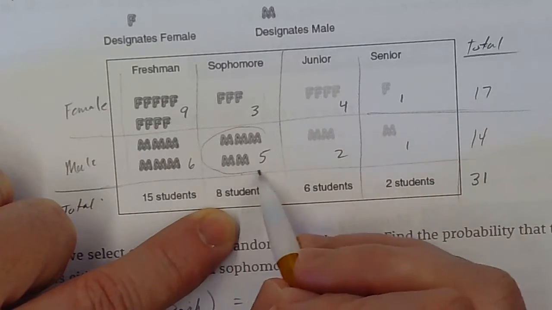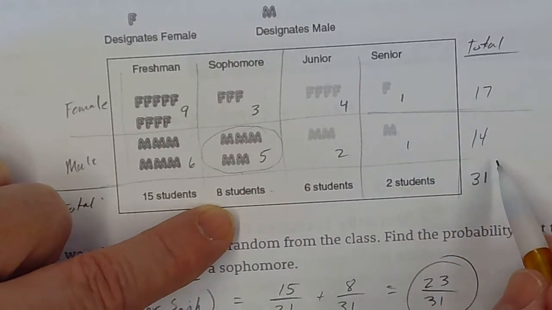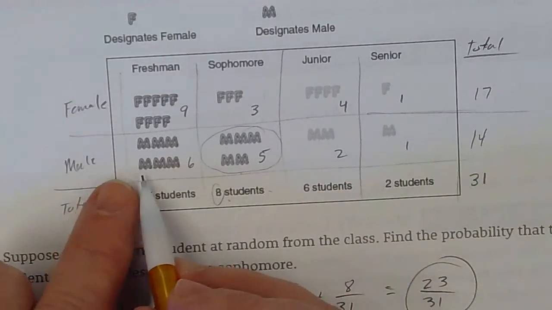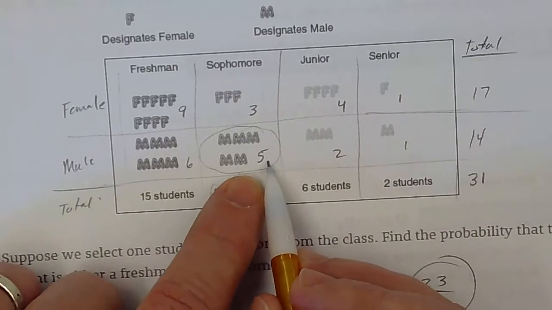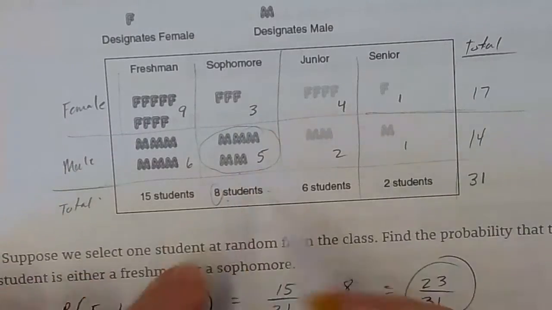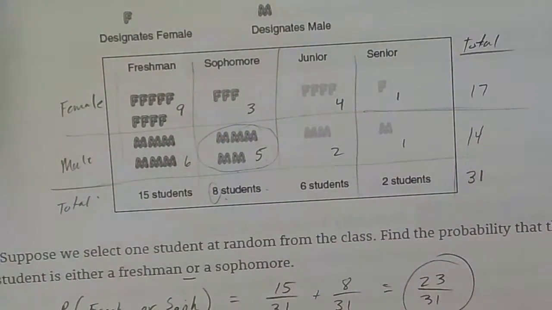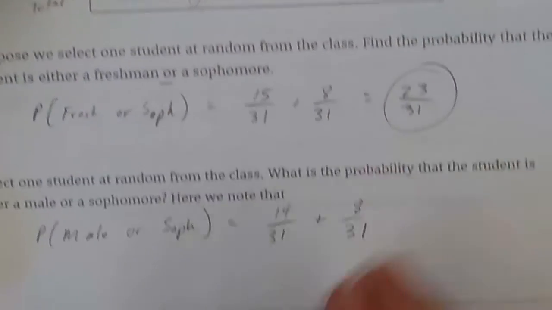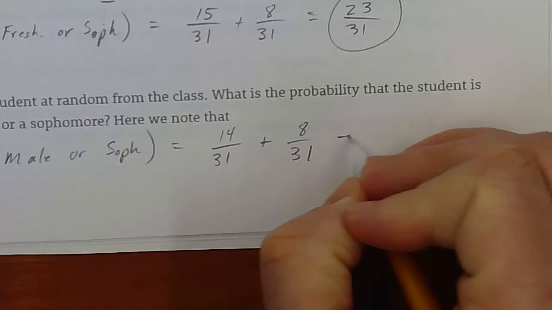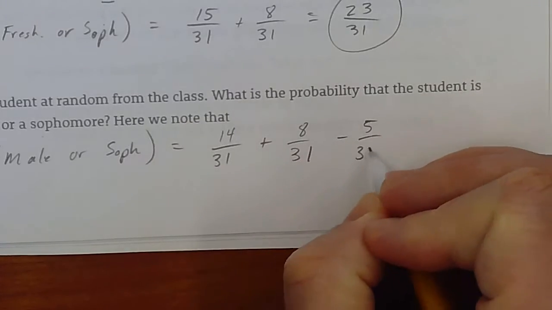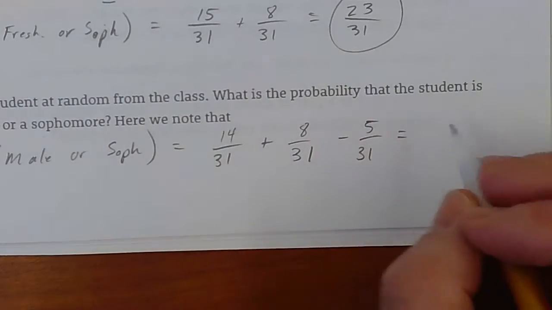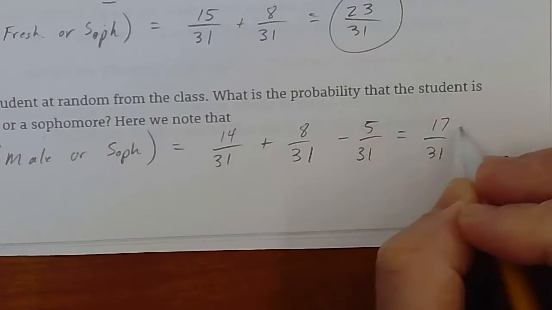These 5 kids right here were counted in both totals, right? Think about it. In the sophomores, out of that 8, the 5 were included. And then when I include the total of 14 this way, these kids were included again. So we double counted these kids because you can be male and sophomore at the same time. So we have to take one of those sets out. Since I double counted the 5 out of the 31, I have to subtract 5 out of 31. So by doing that, I end up with 22 minus the 5, and I get 17 out of 31.